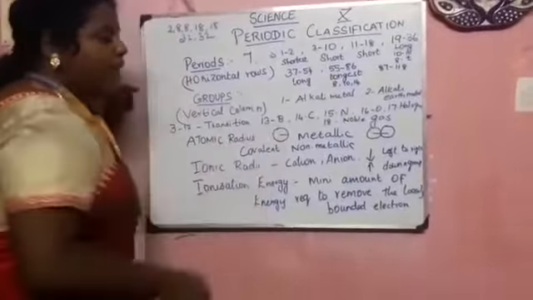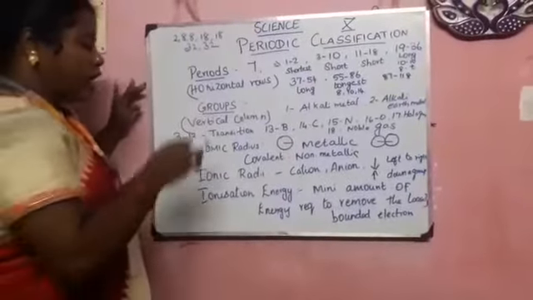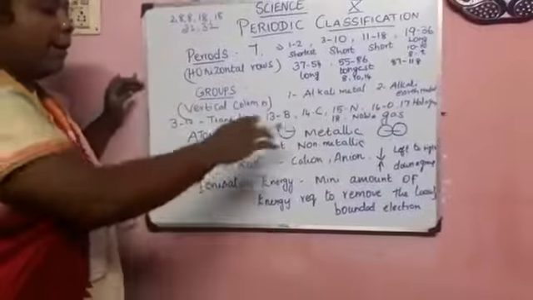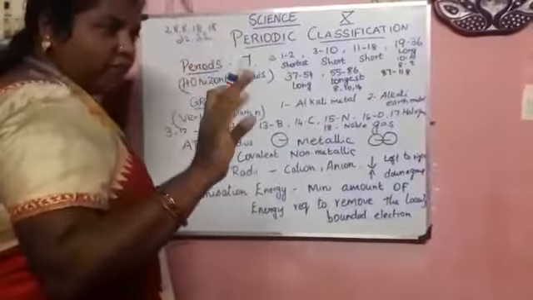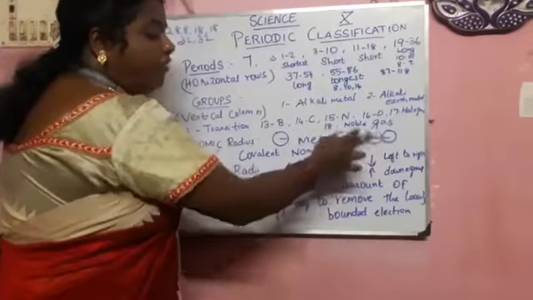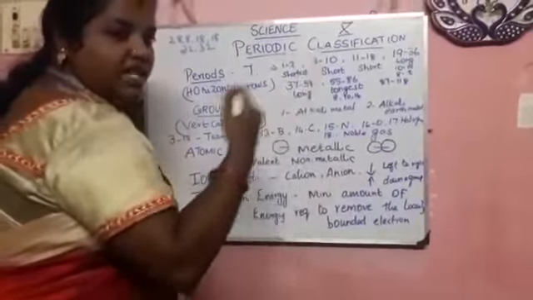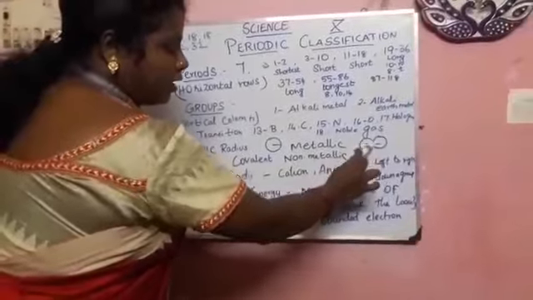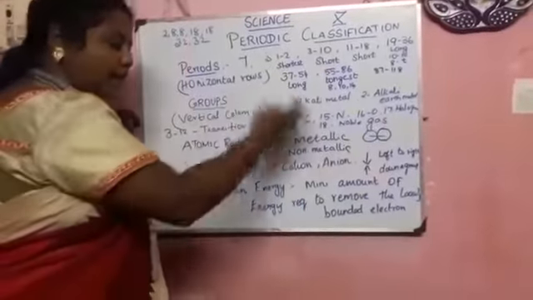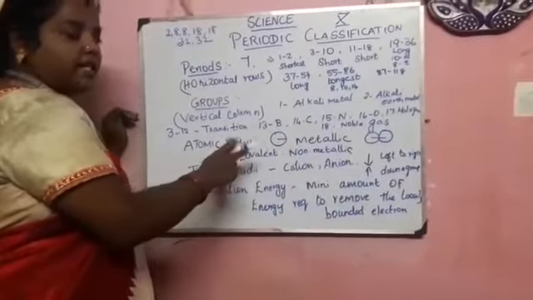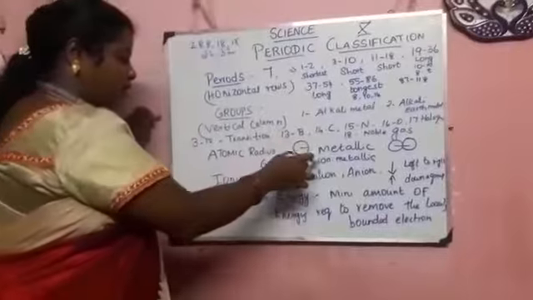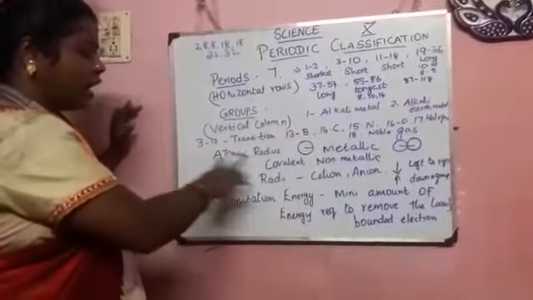And next, again atomic radius, otherwise called the metallic radius and the covalent radius. Metallic radius is considered for metals. Here we have half of the distance between two adjacent atoms. Half of the distance between two adjacent atoms will be called the metallic radius, and the covalent radius is for non-metals. Again it is the same. And this is the atomic radius.